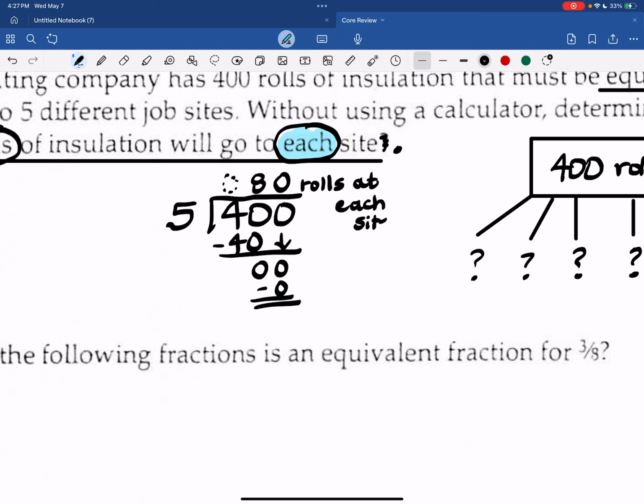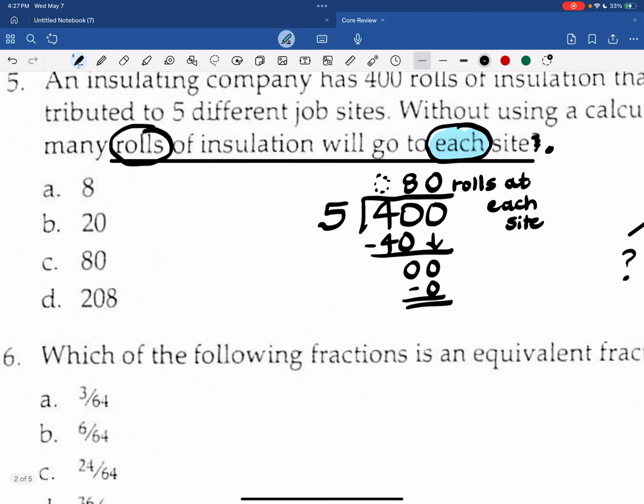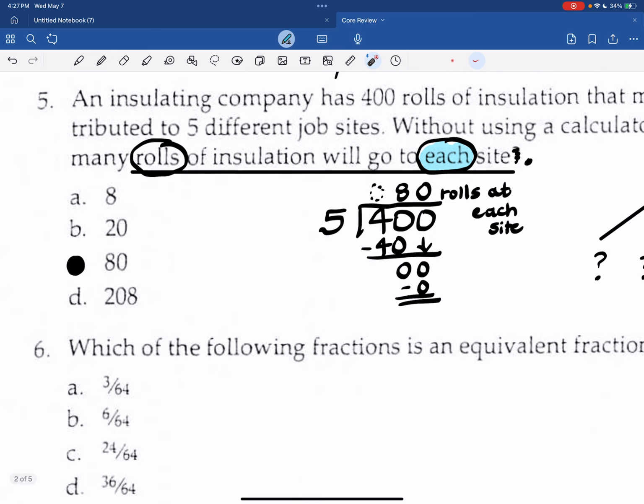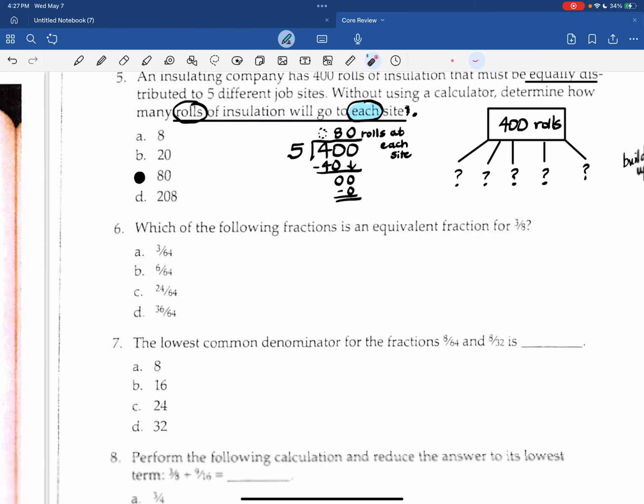Make sure it fits. Make sure that you got rolls. So is that what you wanted? Answer is C, as in Charlie. I would see a lot of folks on this one forget to bring this down. So they would tell me the answer is 8. But that doesn't fit. 8 rolls when you started with 400, you would need a lot more than that. So 80 rolls is your answer. That one is done.